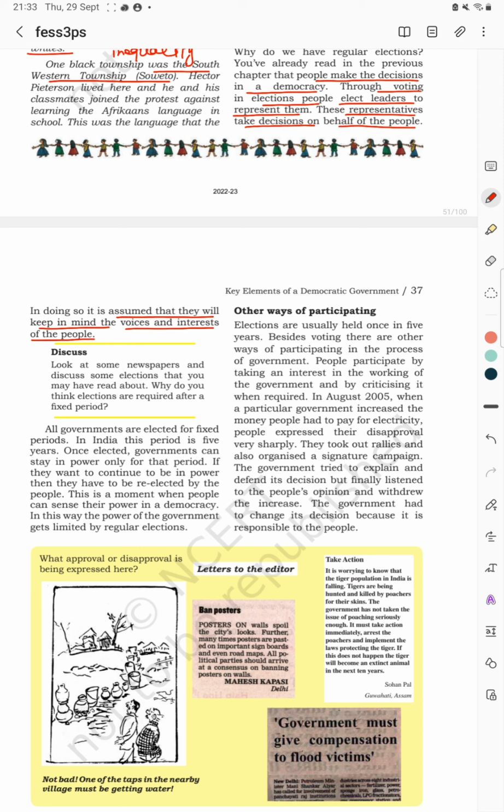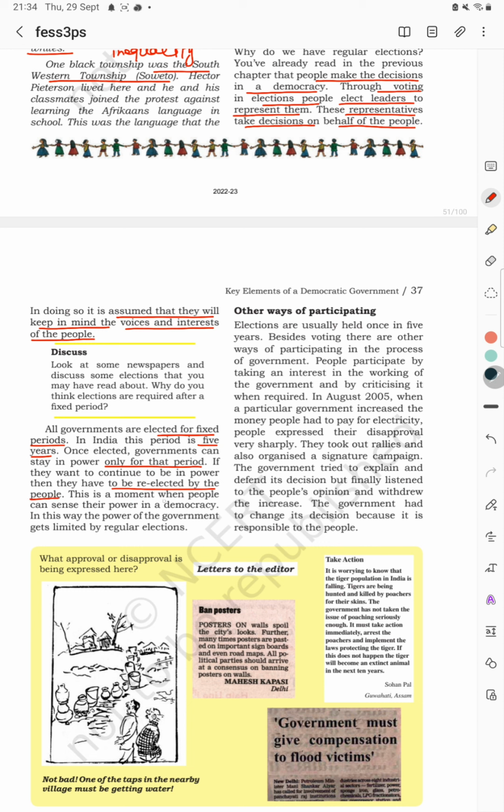Okay. So all governments are elected for fixed periods. In case of India, the period is 5 years. Once elected, the governments can stay in power only for that period, which is 5 years. If they want to continue to be in power, then they have to be re-elected by the people.